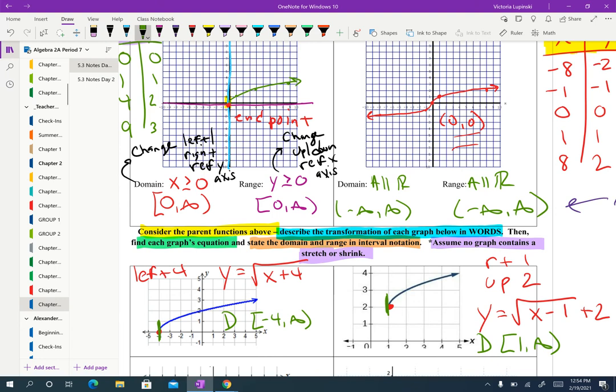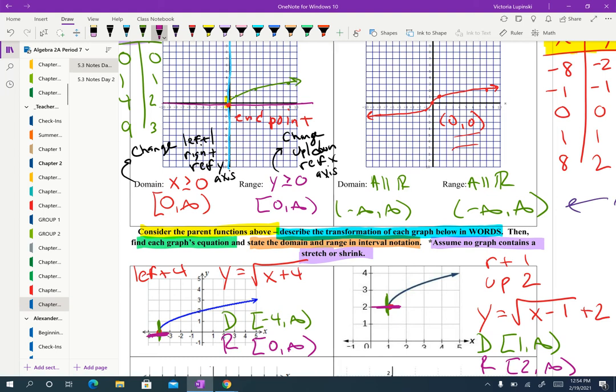Then let's go ahead and consider the range. The range is the y values. The lowest y value here on the left would be 0, so you can say that the range would be from 0 to infinity. And over here on the right, the smallest y value is 2, so you could say that the range was 2 to infinity.